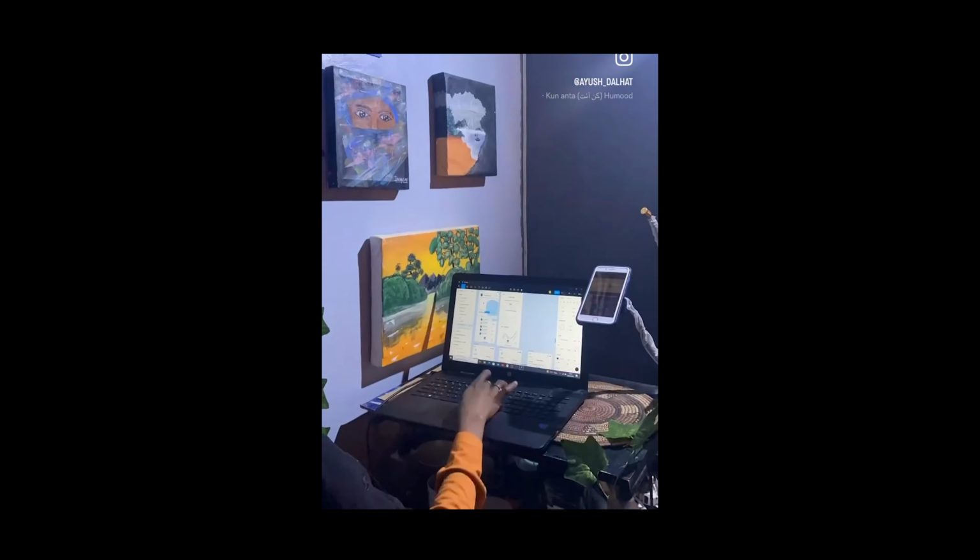What inspired you to start UIUX? I wanted to learn a high income skill. That was what actually led me to start looking for UIUX. Okay, yes, wonderful. Can you briefly tell us what UIUX is all about? But don't forget, I studied computer science.